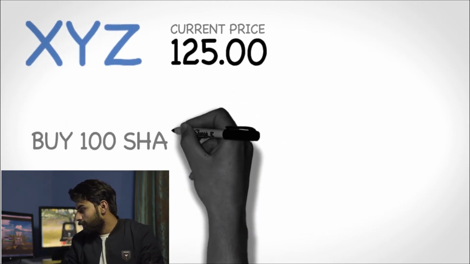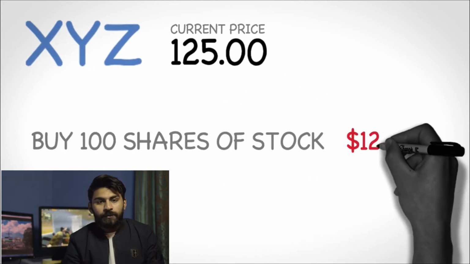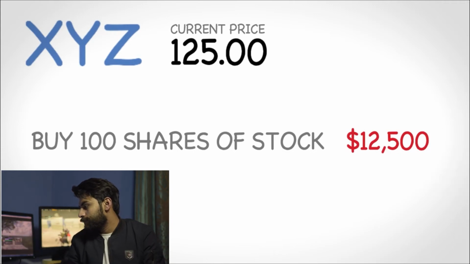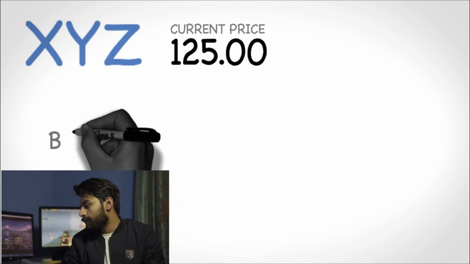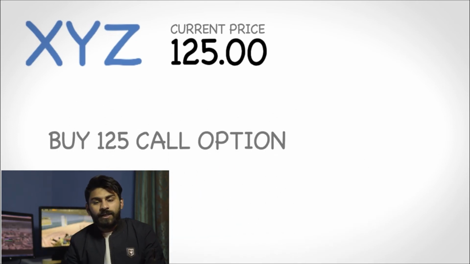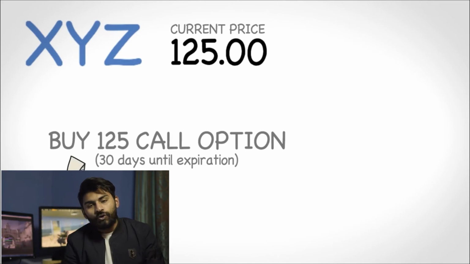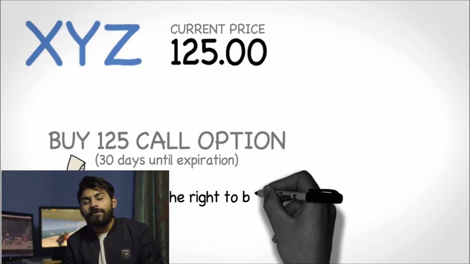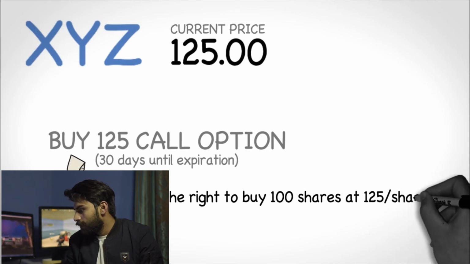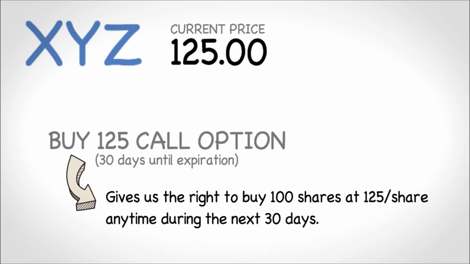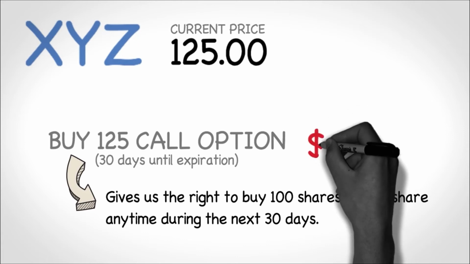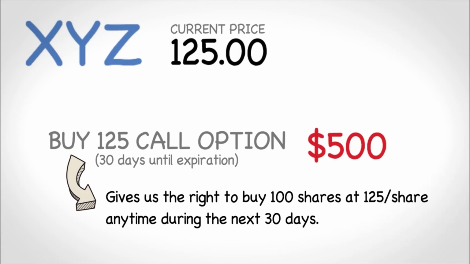To buy 100 shares of the stock, it would cost us $12,500. So instead of putting up $12,500 to buy the stock, let's instead buy the 125 strike call option that has 30 days until it expires. This gives us the right to purchase 100 shares of stock at $125 per share anytime during the next 30 days. Now again, the price we have to pay for this call option will be determined by several factors that you're going to learn about soon. But for now, let's just say we had to pay $500 for this call option.